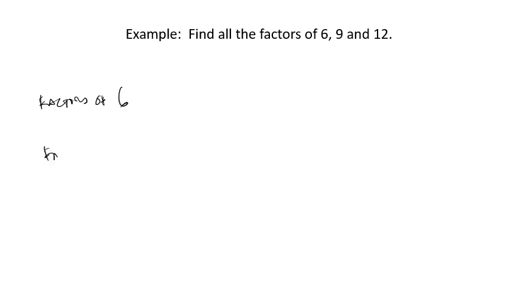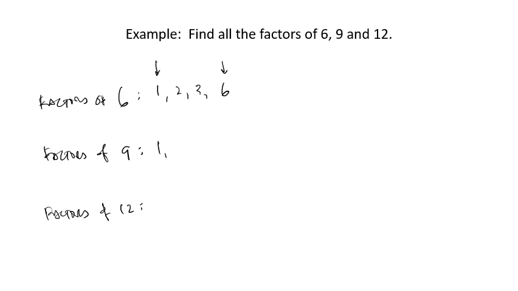So we got factors of 6, factors of 9, and then lastly factors of 12. So for my 6, I got 1, 2, 3, 6. I'm going to start at 1. I know 1 works. Check 2, 2 works. Check 3, 3 works. 4, no. 5, no. 6, yes. And so I've gone from 1 to n. I'm done. And do the same thing for 9.